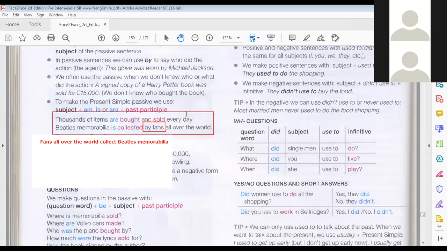ولو حتى قررنا النحو by fans نلغاها, the sentence is still correct في الباسيف. يعني we can say Beatles memorabilia is collected all over the world. If you say it like this, it's perfectly fine. There's nothing wrong with it. You get the idea. But in an active sentence, you cannot do that. ما نقدروش نقولوا collect Beatles memorabilia, the world collect. Do you get the idea? ما نقدروش نحاها في الactive. But in the passive we can. So this is the idea.